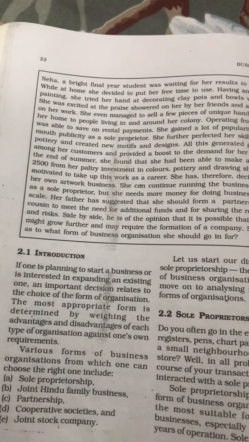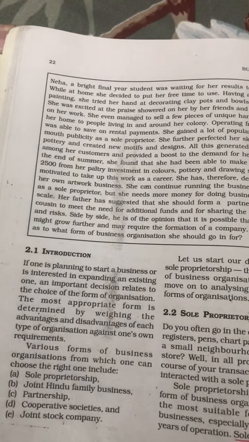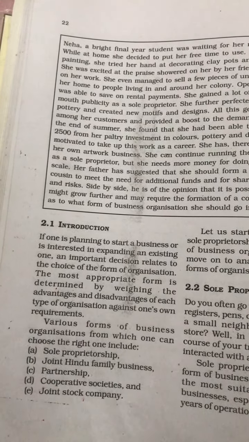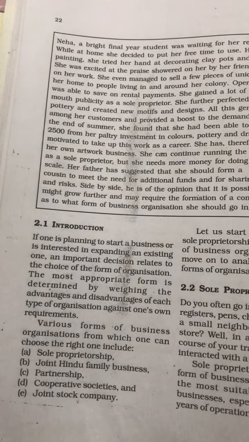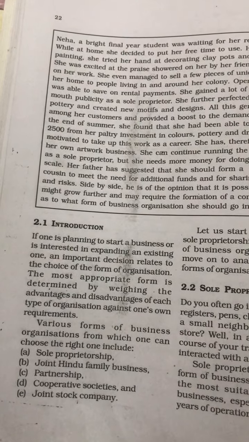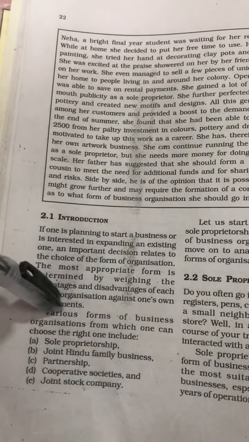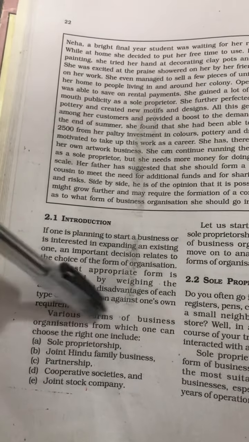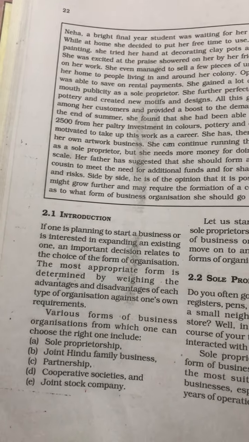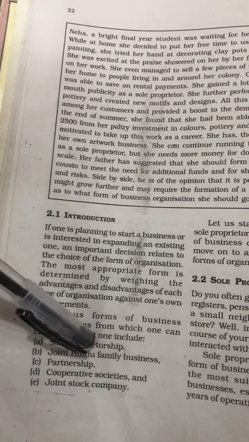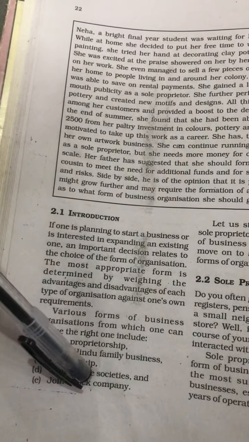Weighing means looking at what kind of business they have gone into and where the advantage lies, because they have to look for the advantage. So where it would be appropriate, and where there would be a disadvantage. So he needs to choose the type of organization against one's own requirement. There are various forms of business organizations from which one can choose the right one, which includes sole proprietor, joint Hindu family business, partnership, cooperative societies and joint stock company.